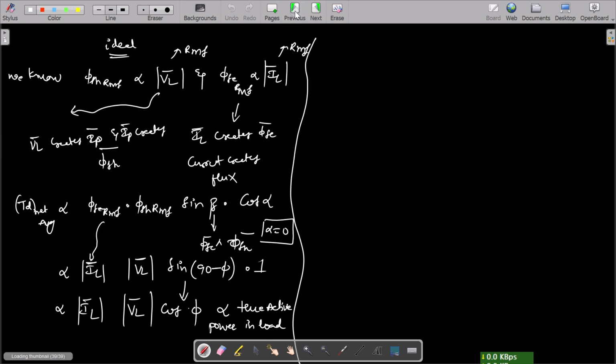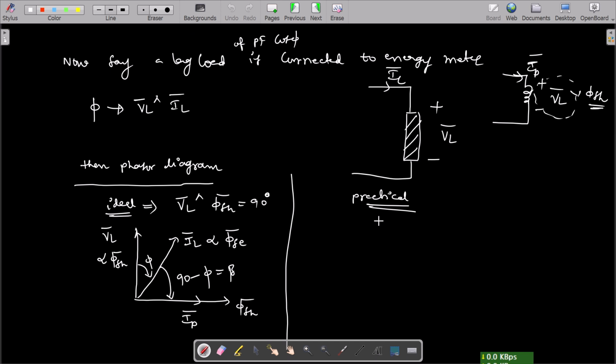Now we go to the previous page. Now we will say it is a practical case. For a practical case, we'll draw the phasor diagram. In the practical case, we have already seen that the angle between IP and VL is not equal to 90 degrees. We have already seen this in part 1 of this video.